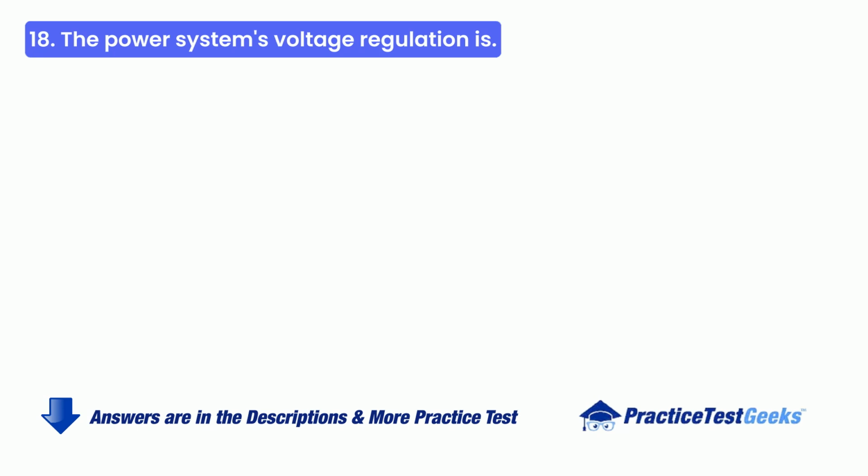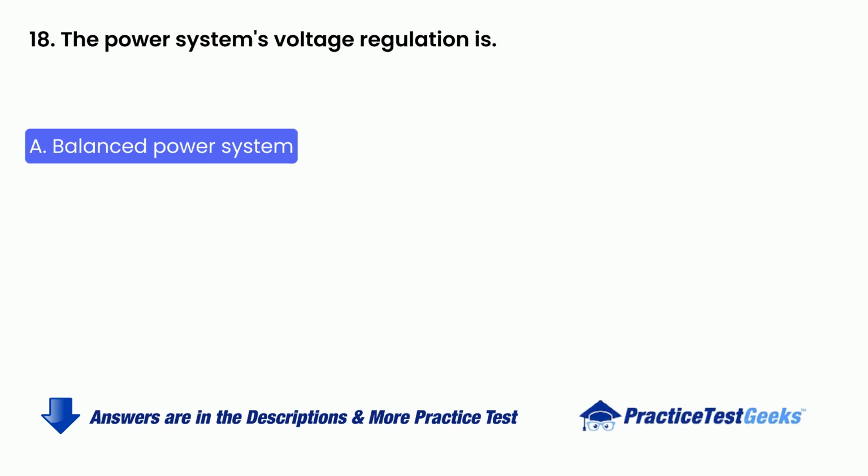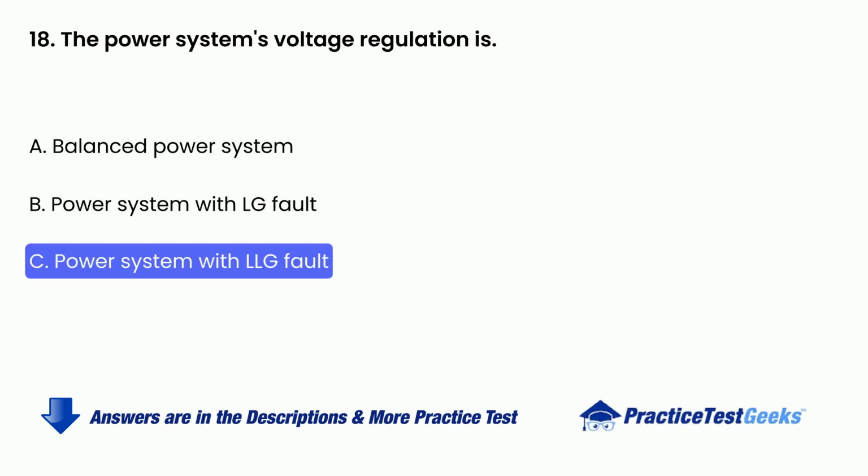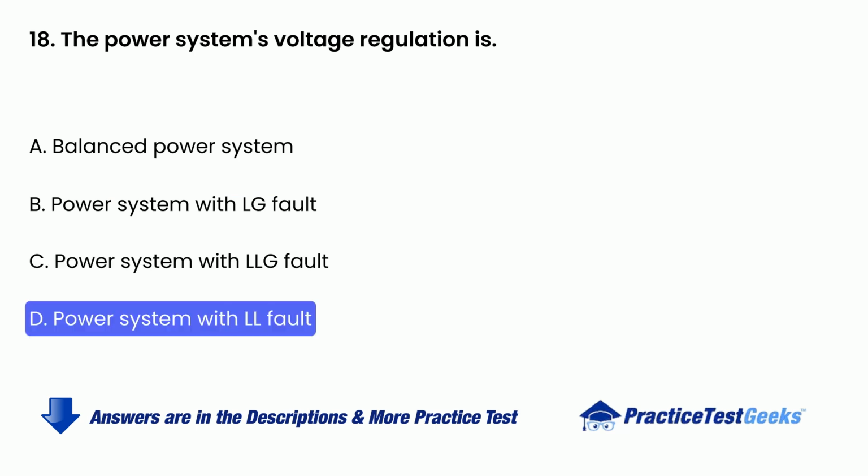The power system's voltage regulation is: A. Dip in voltage at receiving end. B. Rise in voltage at receiving end. C. Dip in voltage at sending end. D. Rise in voltage at sending end.